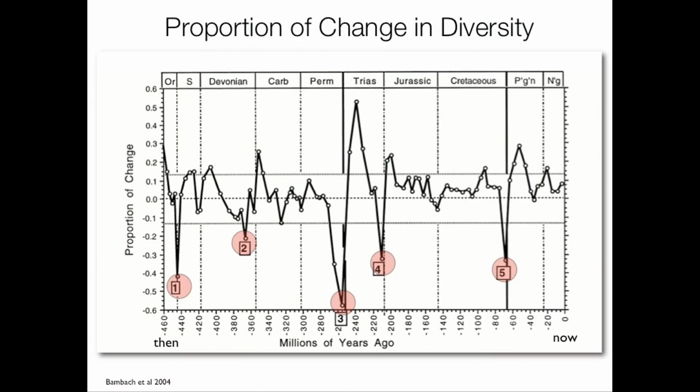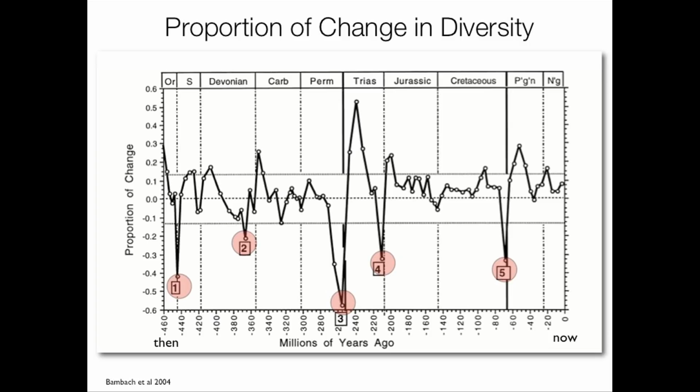Okay, one more way to look at these mass extinctions, and that is in proportion of change of diversity. So here it's the same time scale. If we're below the line, it means that our diversity is decreasing, and if we're above the line, it means our diversity is increasing. So again, I've highlighted the 5 major mass extinctions. But I'm going to pull them apart a little bit. And what we're going to do, I'm going to use the Triassic as an example.